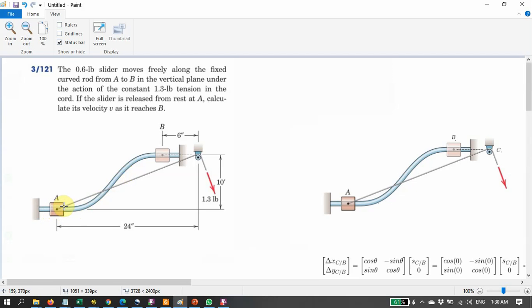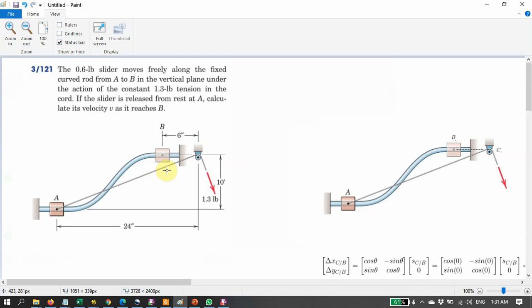We have this fixed curved rod, and the slider moves from A to B in the vertical plane, and the motion is due to the action of a constant 1.3 pound tension in the cable, the cord, right?